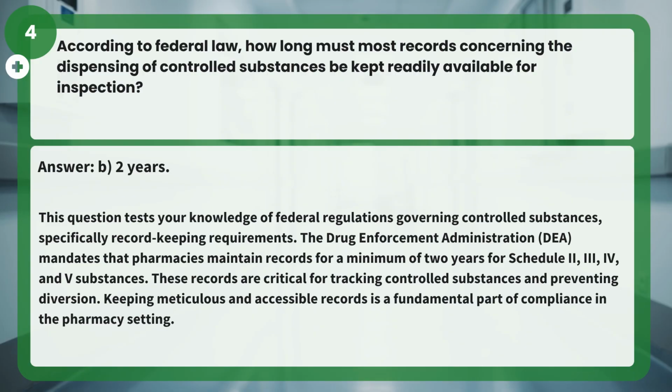Answer: B. 2 years. This question tests your knowledge of federal regulations governing controlled substances, specifically record-keeping requirements. The Drug Enforcement Administration, DEA, mandates that pharmacies maintain records for a minimum of 2 years for Schedule II, III, IV, and V substances. These records are critical for tracking controlled substances and preventing diversion. Keeping meticulous and accessible records is a fundamental part of compliance in the pharmacy setting.